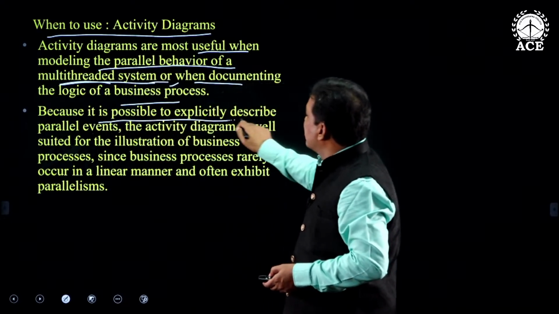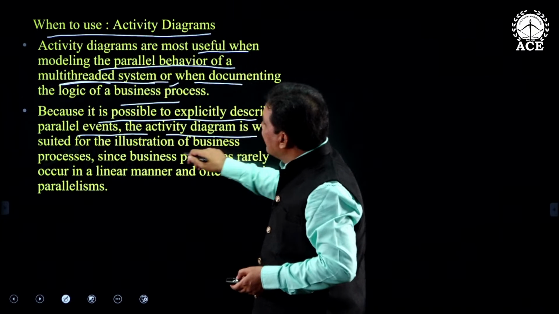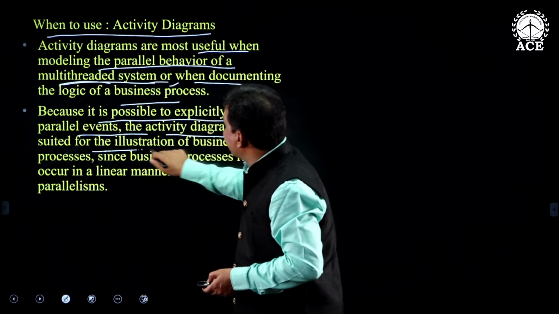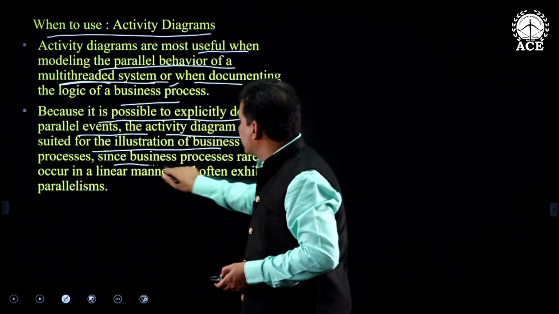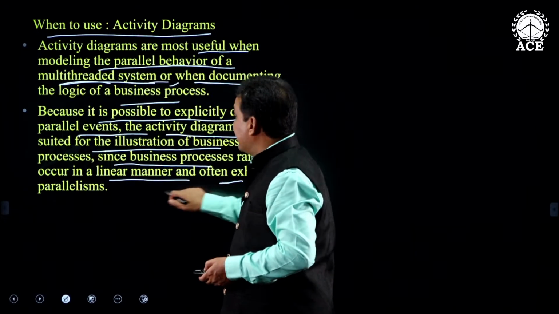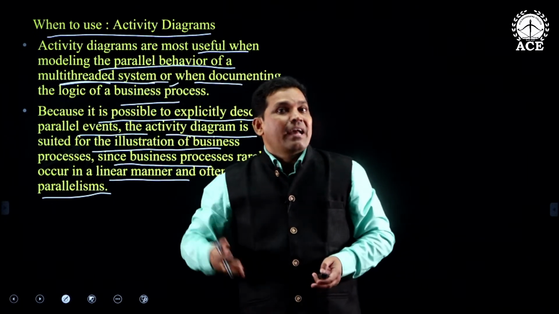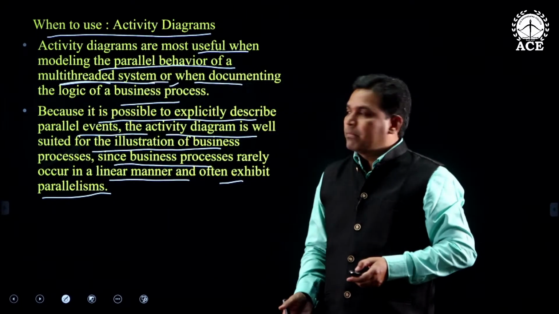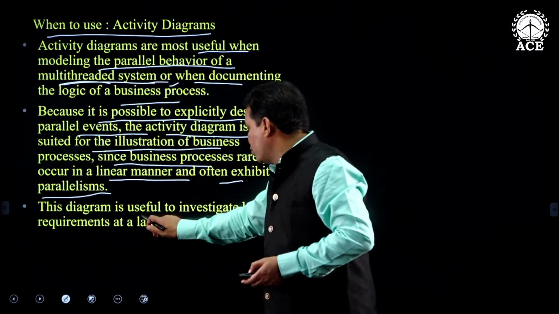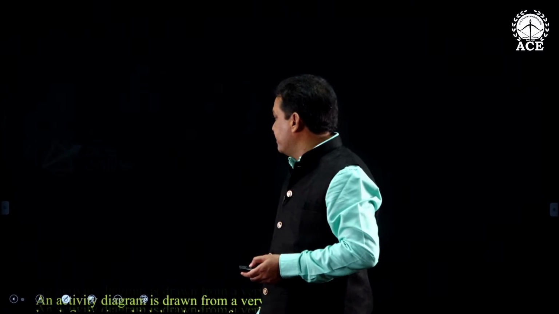Because it is possible to explicitly describe parallel events, activity diagrams are well suited for illustrating business processes, since business processes rarely occur in a linear manner and often exhibit parallelism. So if you want to model a business process in parallel, activity diagrams are required. That is the purpose of the activity diagram.